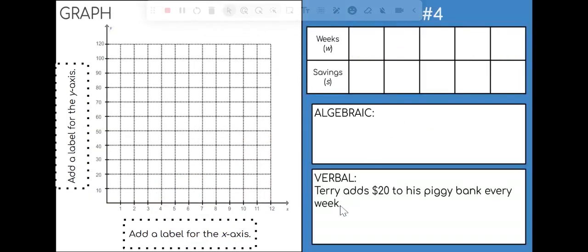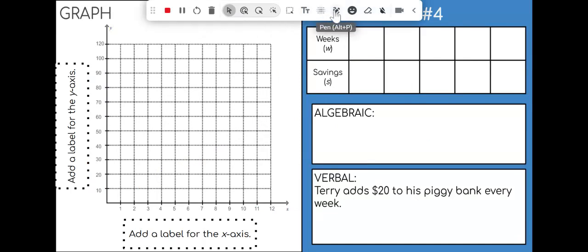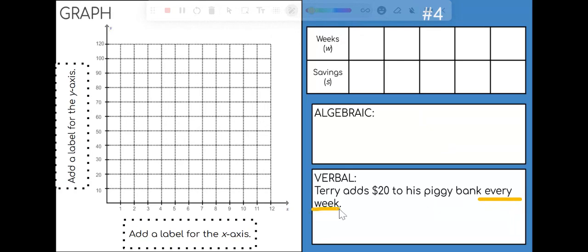Number 4, Terry adds $20 to his piggy bank every week. Every week. Weeks is W. So for every W, he gets $20 more. There's nothing standing right here for our algebraic equation. So his savings, how much money he's saving, and you can see I got this variable up here in this table. Our savings is $20 per week. However many weeks pass times 20 is how much money he's saving.